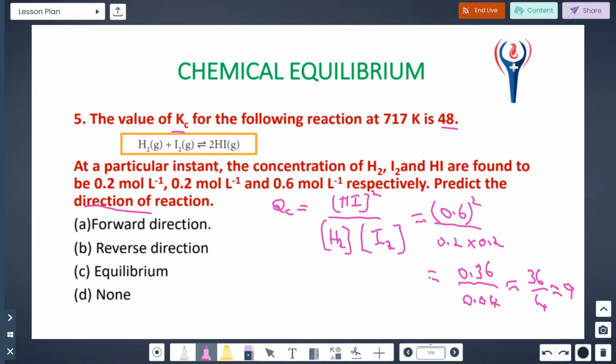You just compare the value. Here this is Qc, and Kc is what? Kc value is somewhat higher, no? Kc value is higher, but Qc is 9 only. Okay, this is a condition only, just remember. If Qc is greater than Kc, it's a condition, so we can say reverse reaction takes place. Reverse reaction. Understood?